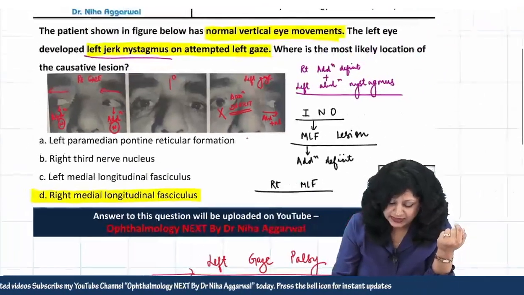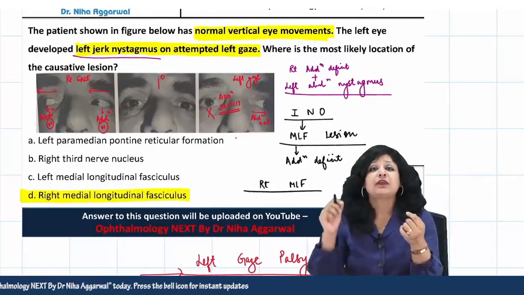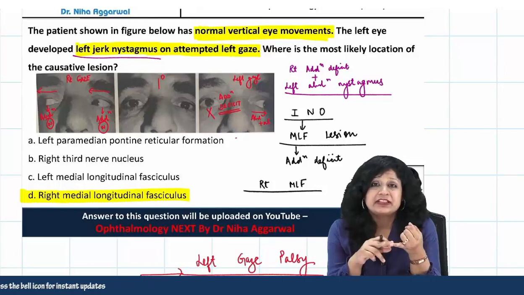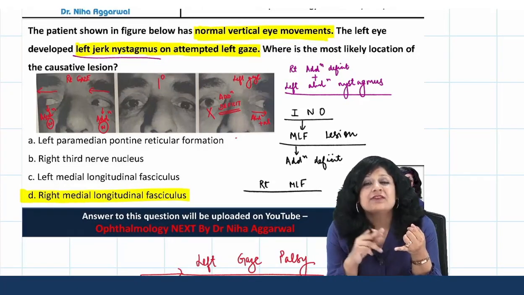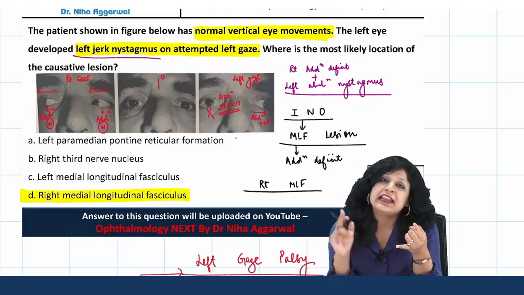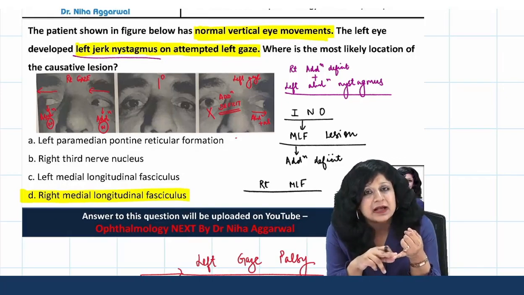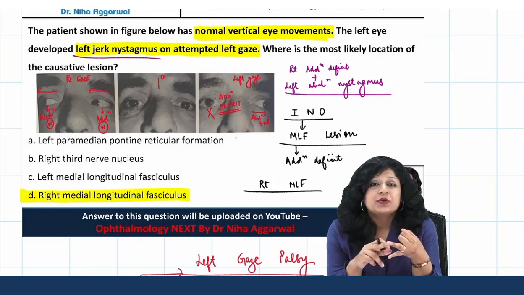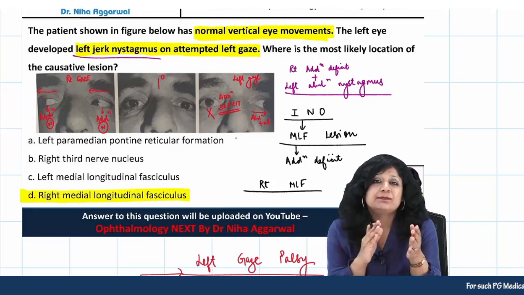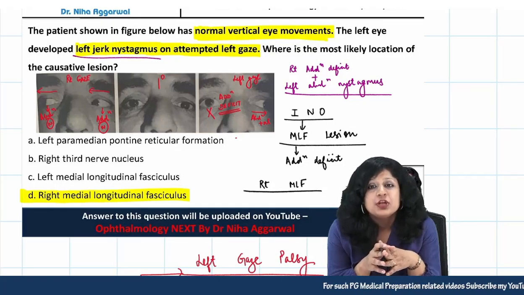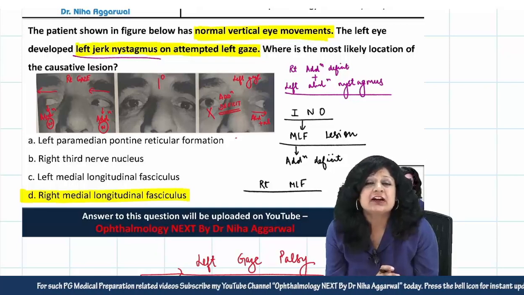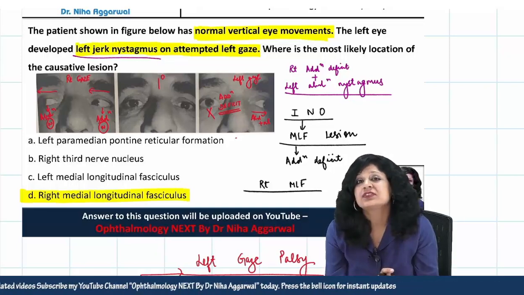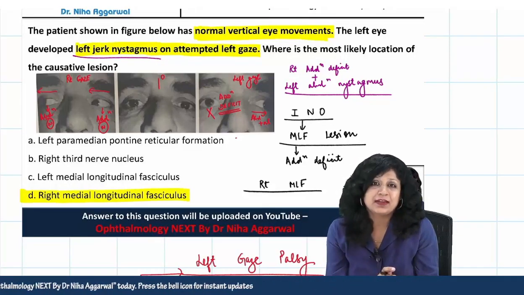So what are the things that we have learned today? We have learned that there is a difference between the gaze palsy and the MLF lesion. If there is a right MLF lesion, there will be a left gaze palsy. If there is a left MLF lesion, there will be a right gaze palsy. Then what is internuclear ophthalmoplegia, and how the gazes are connected with the help of PPRF and MLF. So these are the beautiful concepts that you have revised, and undoubtedly one of these questions is surely going to come in your upcoming examination.